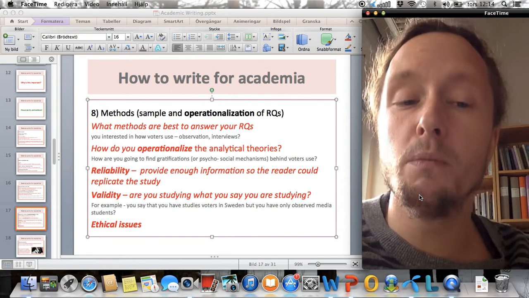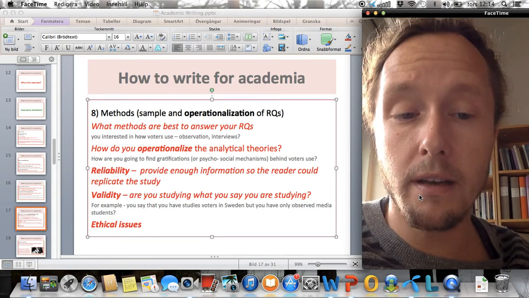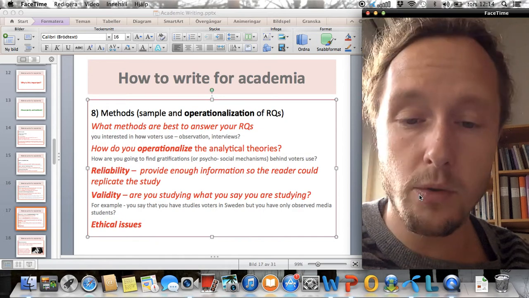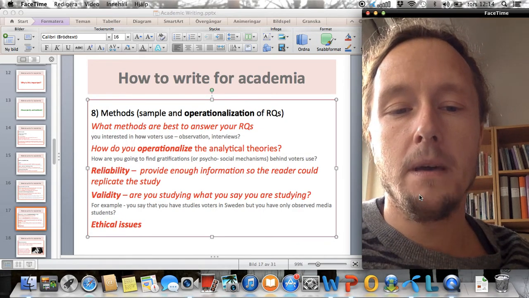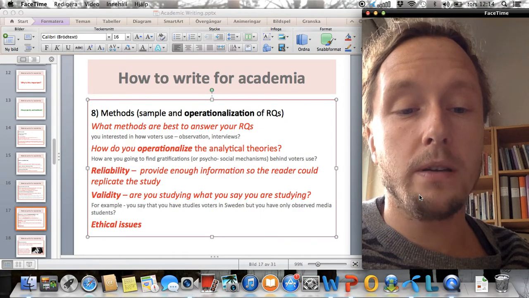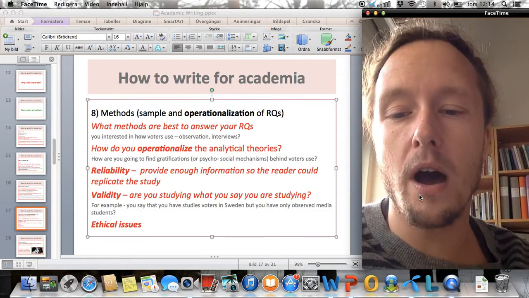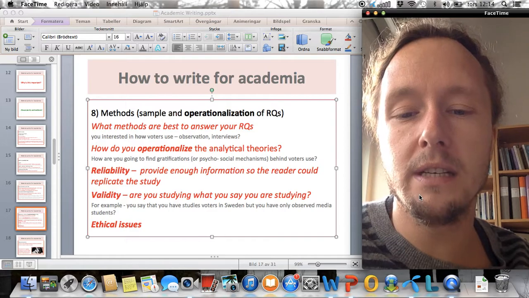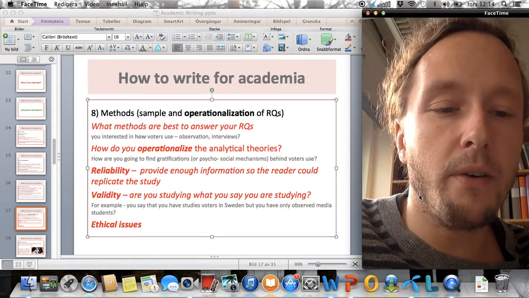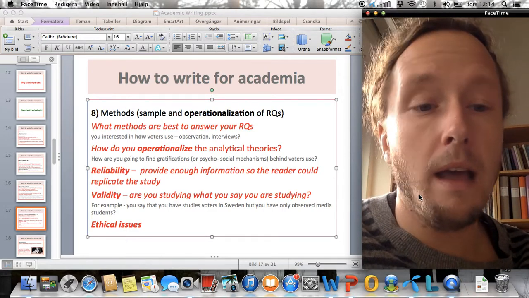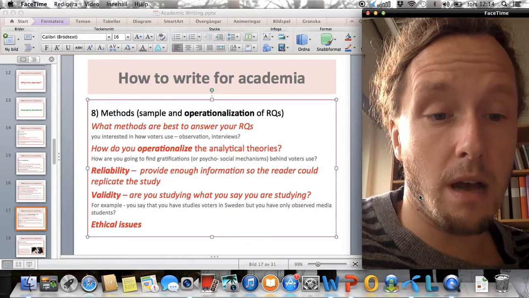Okay, and perhaps a more common example that we often encounter in theses and student essays is, for example, students say that I want to talk about how young people use social media, or, to take the other example, how voters in Sweden use social media, and then you only interview your friends, other media students.